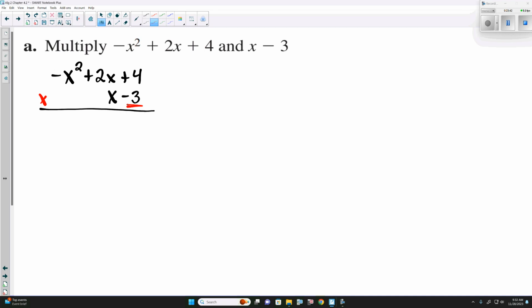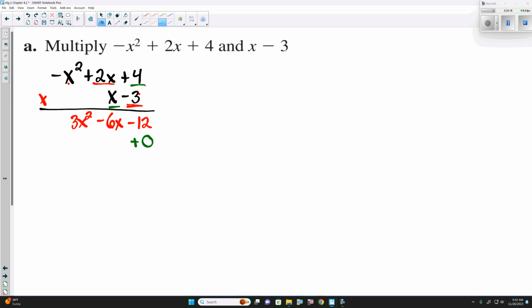Because if we multiply this vertically, the first thing we're going to do is multiply by negative 3. So we'll do negative 3 times our 4, which is negative 12. Then we'll do negative 3 times 2x, which is negative 6x. And negative 3 times negative x squared is 3x squared. Then we move over to the x. Well, kind of like with vertical multiplication with numbers, we would move over one spot because we can add a 0.